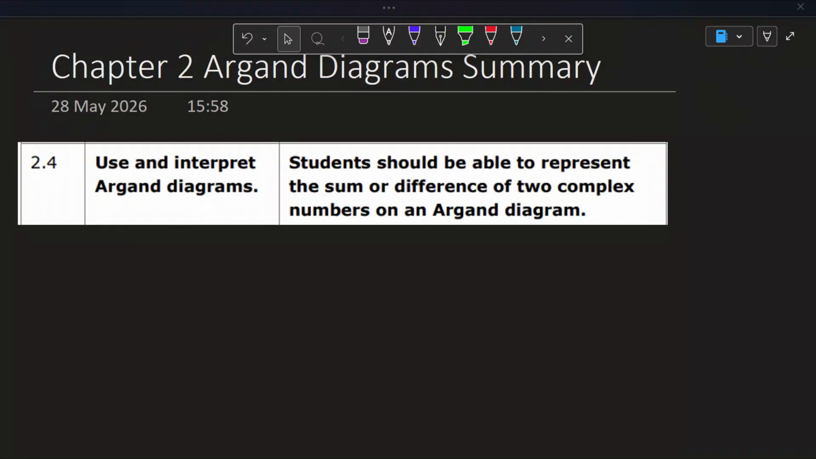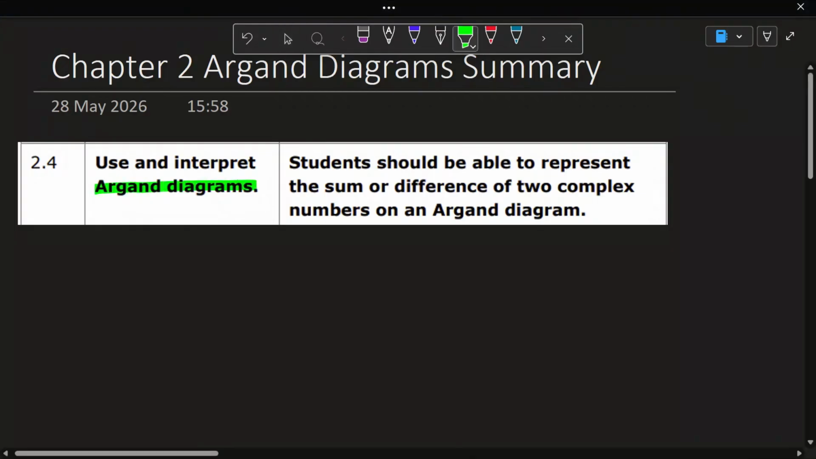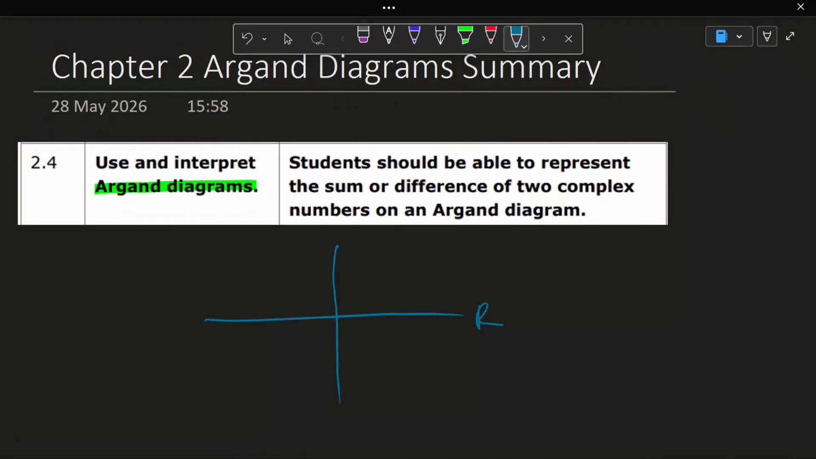Video for Edexcel Core Pure 1 Chapter 2. This is Argand diagrams. We touched on this briefly in the last video revolving around complex numbers. So we're going to start with this part of the spec. Again, we started this before. Argand diagrams are just a graph to show complex numbers. You've got the real axis here, imaginary, and you plot the complex numbers as so. So if you had 3 plus 4i, 3 on the real axis, 4 on the imaginary axis, just this.